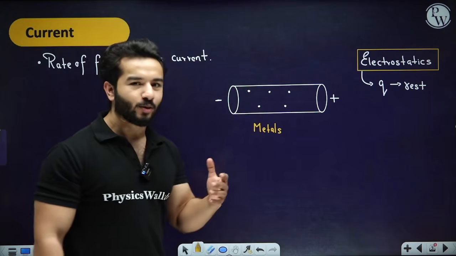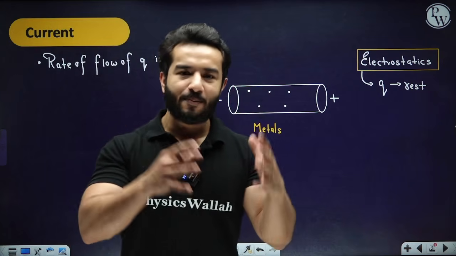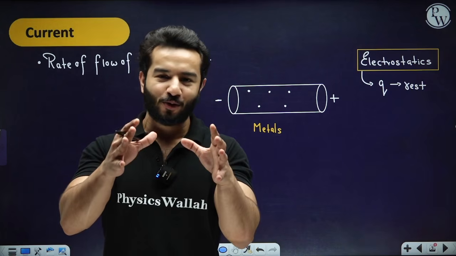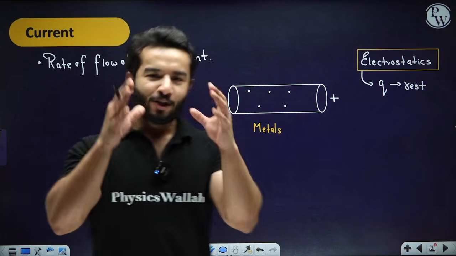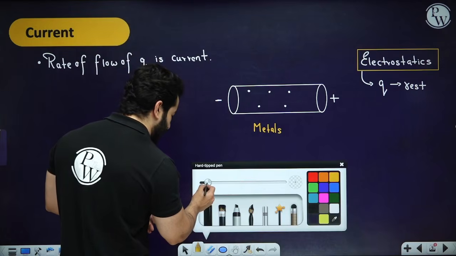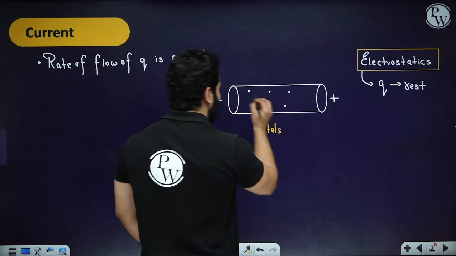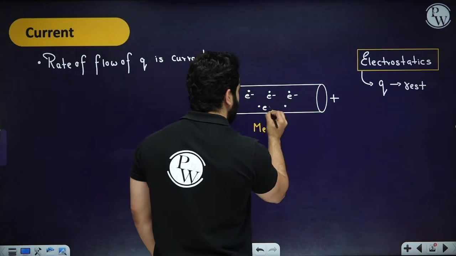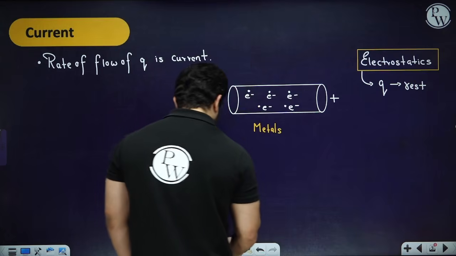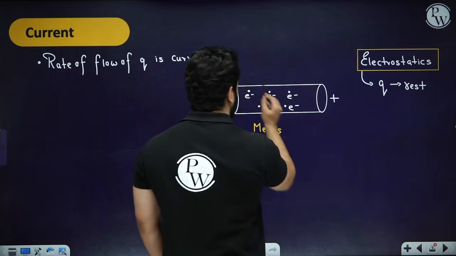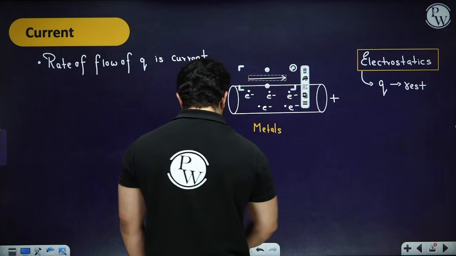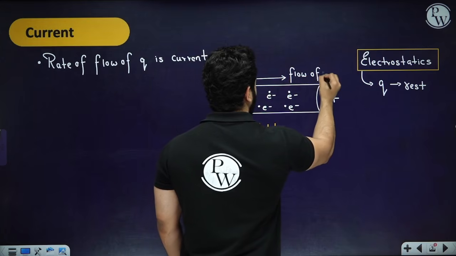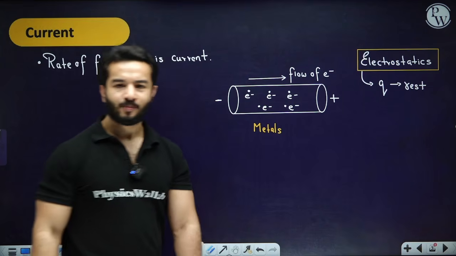In metals, we know that we have got loose electrons in the outer shells, right? You know all of these things better than me. So we have got electrons which are actually loosely bound, and these electrons will have a tendency to move towards the positive potential. So this is how the electrons are going to move. So in this direction, there will be flow of electrons. Is that clear?